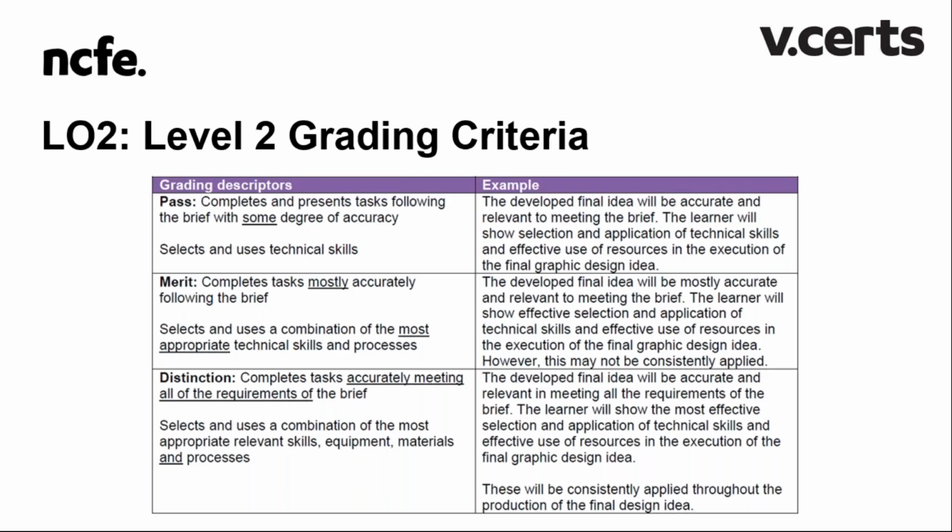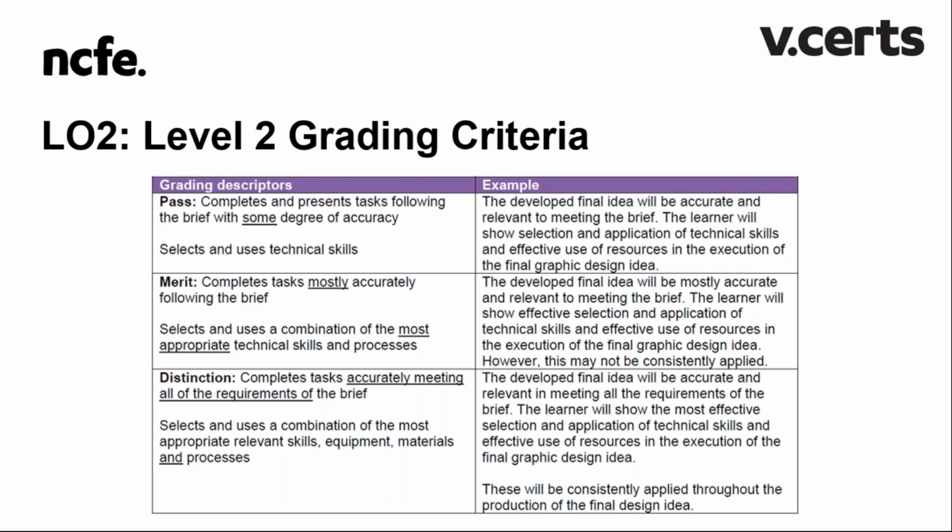As the criteria moves through past merit to distinction, we'd be looking for annotations to show how the learner has made decisions regarding these resources and the technical skills that they've decided to use or experiment with. It could be quite straightforward but informative annotations of the decisions they've made in order to produce their final idea based on that development in learning outcome 1.